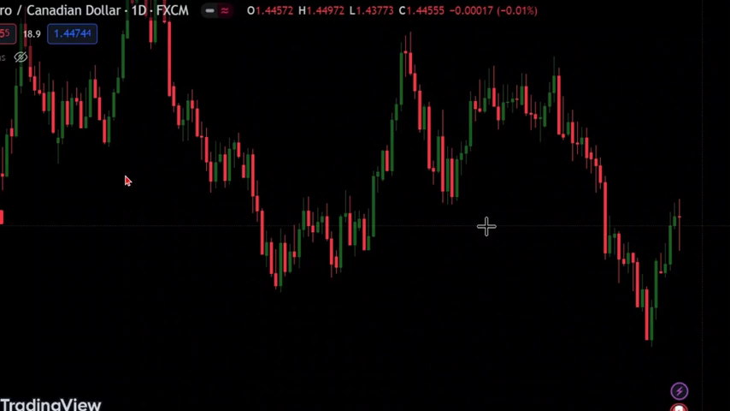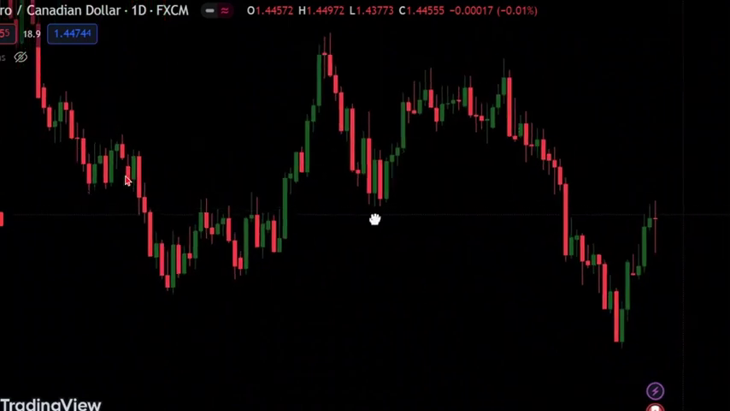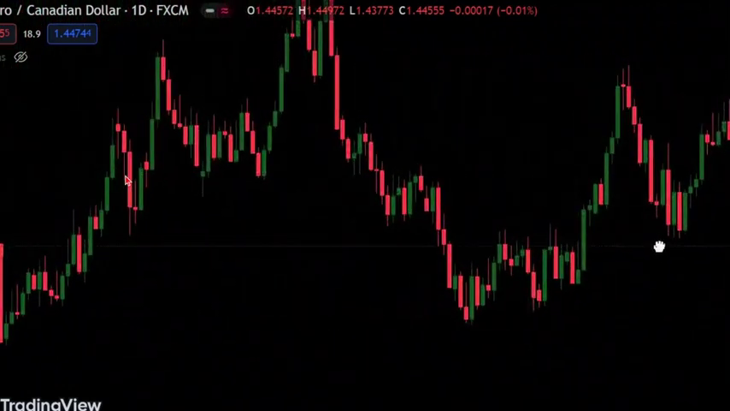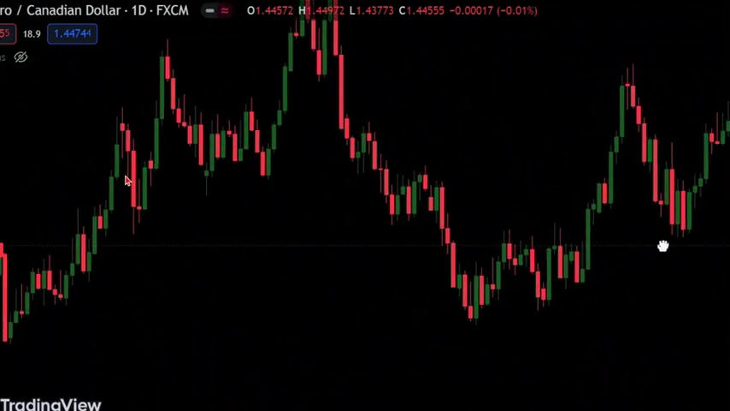Okay, so look at the dragonfly candle, right? It's an upside down cross, right, or upside down sword, right? Okay, so let's scroll to the left and see if we can find another upside down sword. See what price did after, on the next candle. Scroll to the left. Go back. Scroll to the left. We're looking for an upside down sword, dragonfly doji.